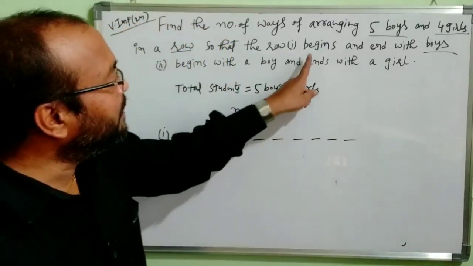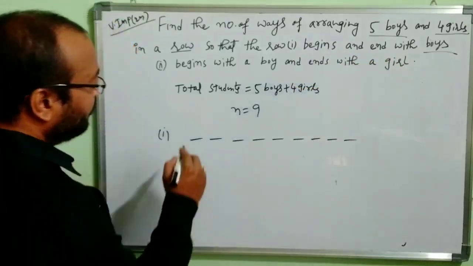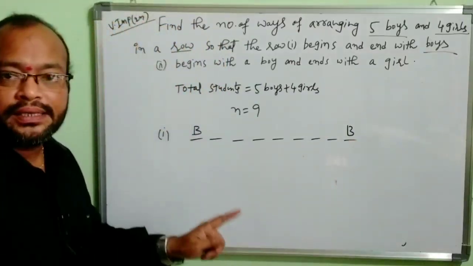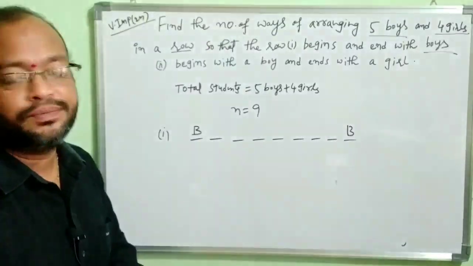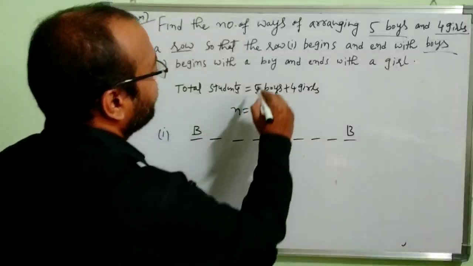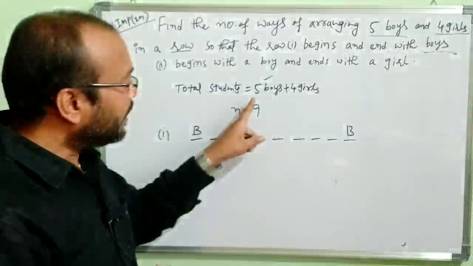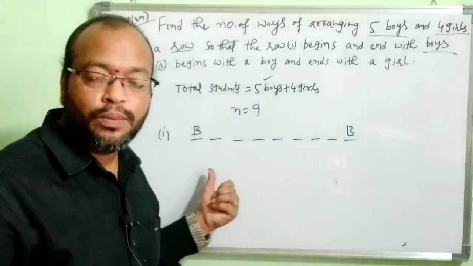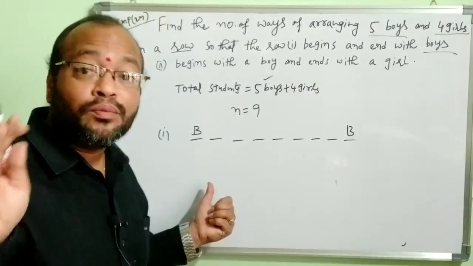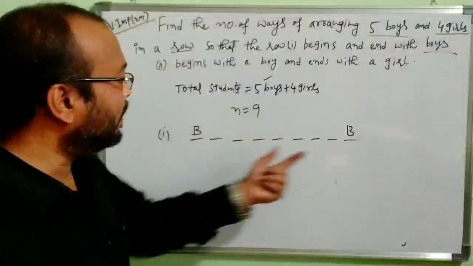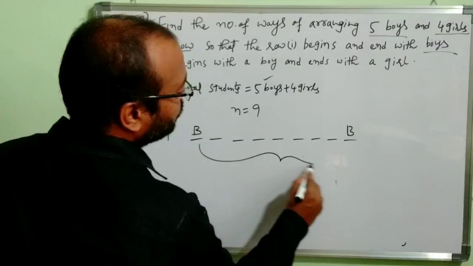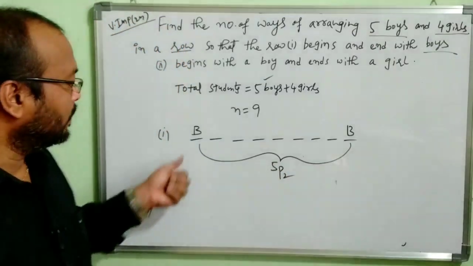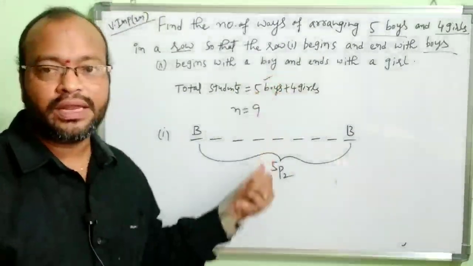Here the condition is begins and ends with the boys. The first place and the last place, both places only reserved for boys, right? How many boys are there? 5 boys are there, only 2 places are there to arrange. In these 2 blank places, only the boys. So 5 boys are there, 2 places. First we will arrange these 2 places by using 5P2 ways. 2 blank places and 5 boys, we arrange it in 5P2 ways.